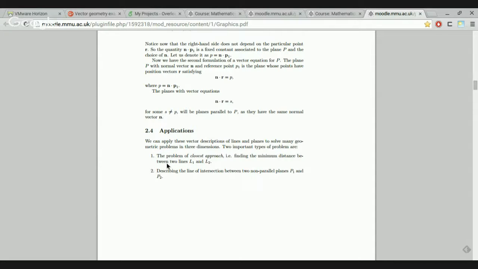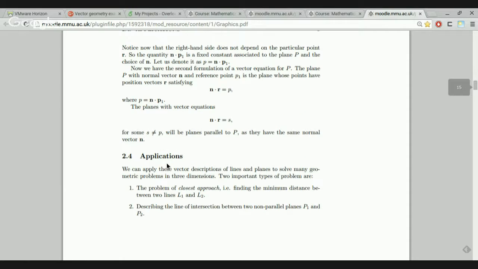See the use of vectors and the various vector operations in practice, and allow us to get a handle on that. So we're going to look at applications 2.4 and look at number 1 here, which is this: to solve the problem of closest approach of 2 lines in 3 dimensions.